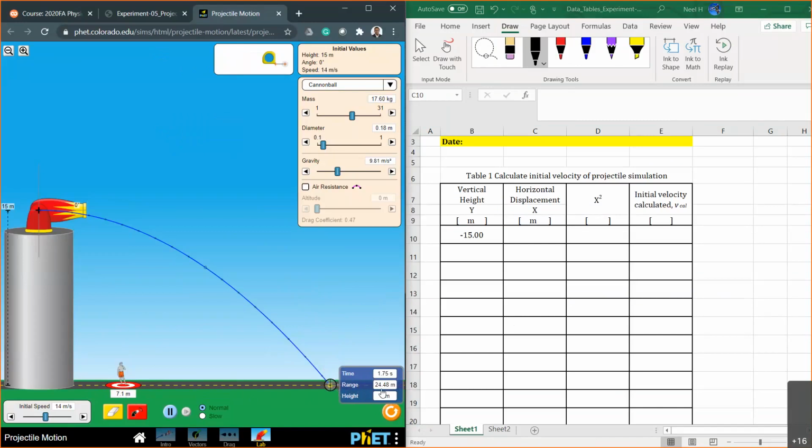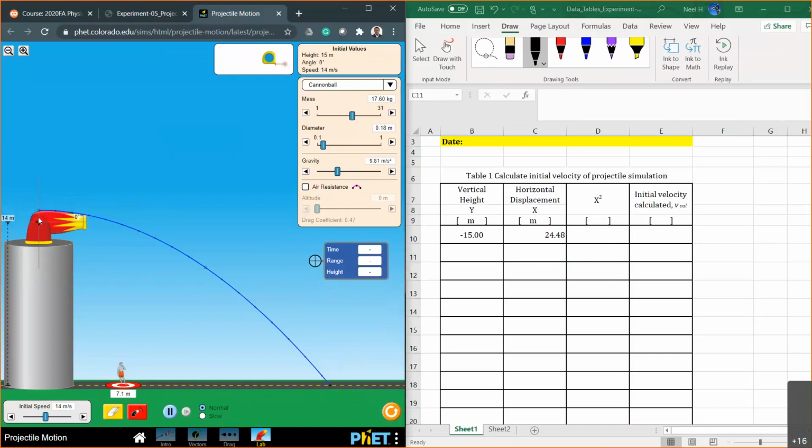Then you can measure the range, 24.48. And it shows you the time too. Keep an eye on that time, because I am sending the object horizontally and the velocity stays the same. If I keep the height the same, the time of flight is going to be the same. If I slowly change the height, you can see the time of flight is affected by that, okay? So keep an eye on that, and then let's continue.